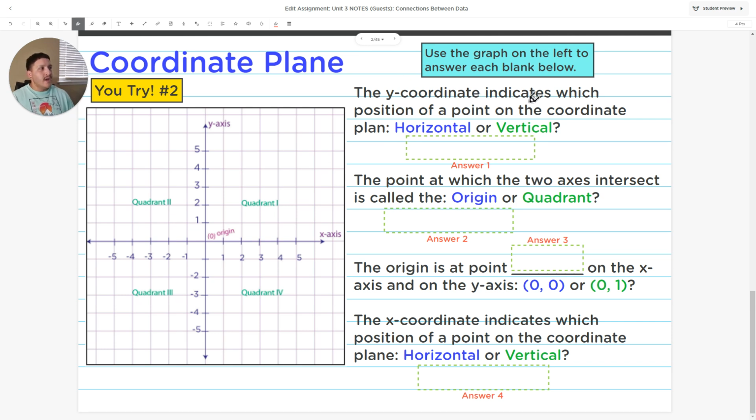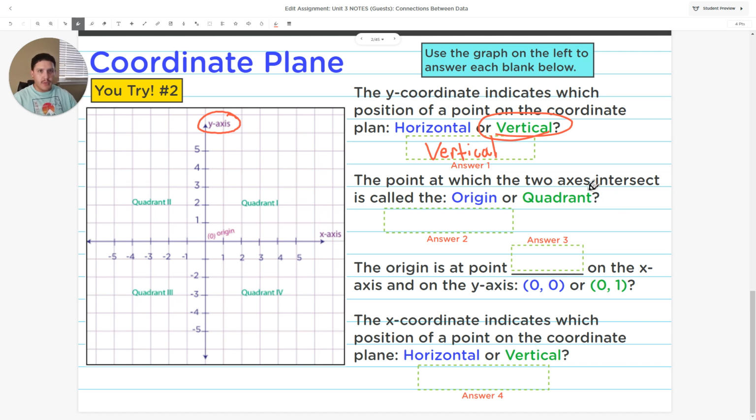The y coordinate indicates which position of the point on the coordinate plane, the horizontal or vertical? So the y coordinates are on the y-axis, which is the vertical, the one that goes up, down, or down, up. So the y coordinate is the vertical. The point at which the two axes intersect is called the origin or the quadrant?